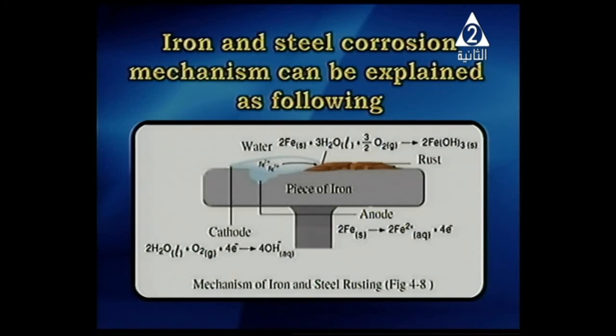We have the piece of iron and water here, in the presence of oxygen and heat energy. This heat energy from the sun makes corrosion, it makes rusting. So the cathode here changes the water into hydroxide ions, and the iron changes into iron positive 2 aqueous solution by losing 4 electrons.